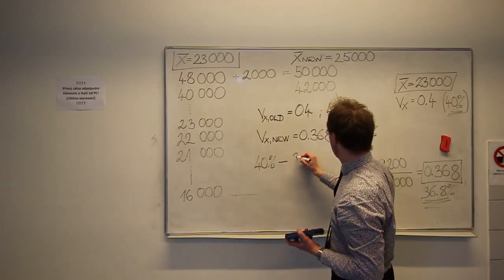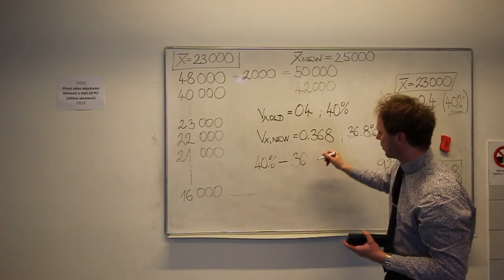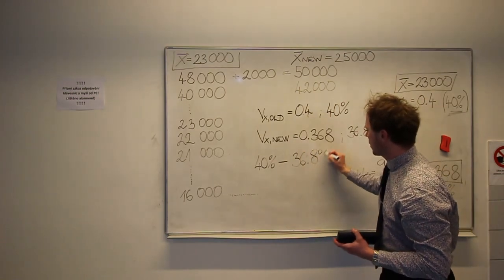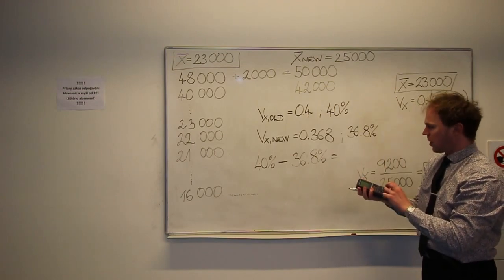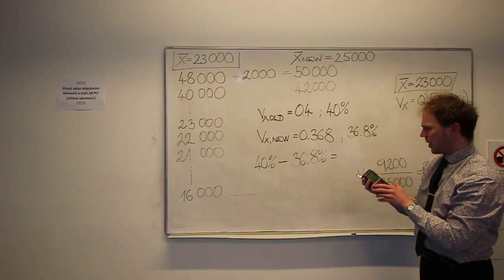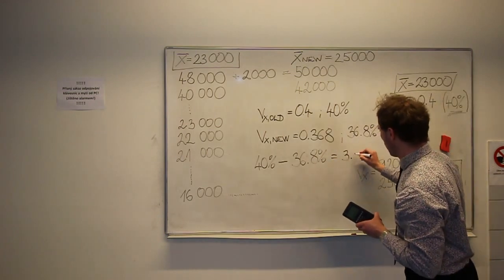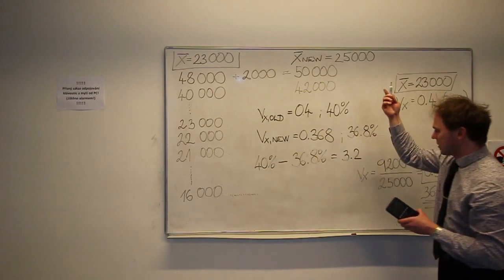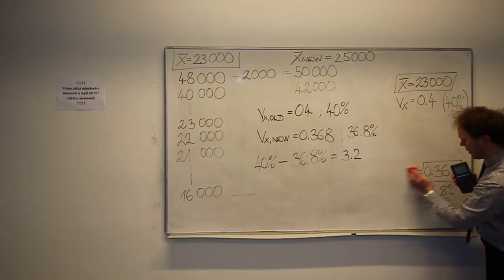40% minus 36.8%. The result is 40 minus 36.8, which is 3.2. But now the most important thing is that we must know the units.